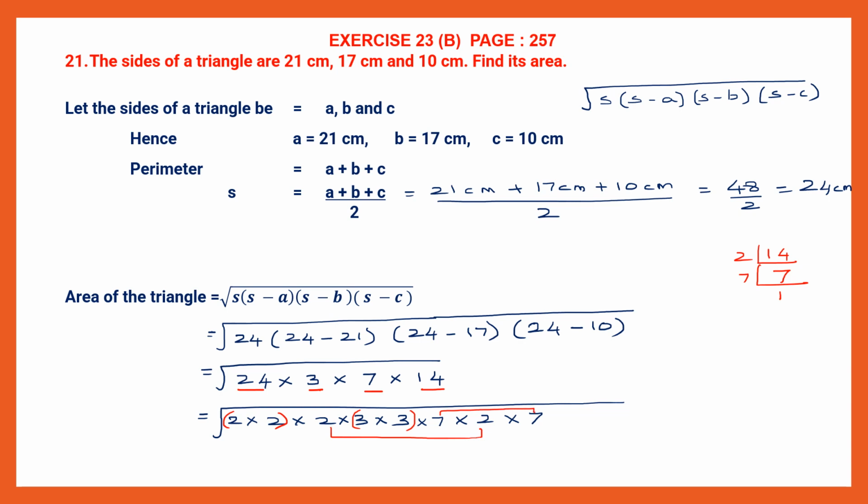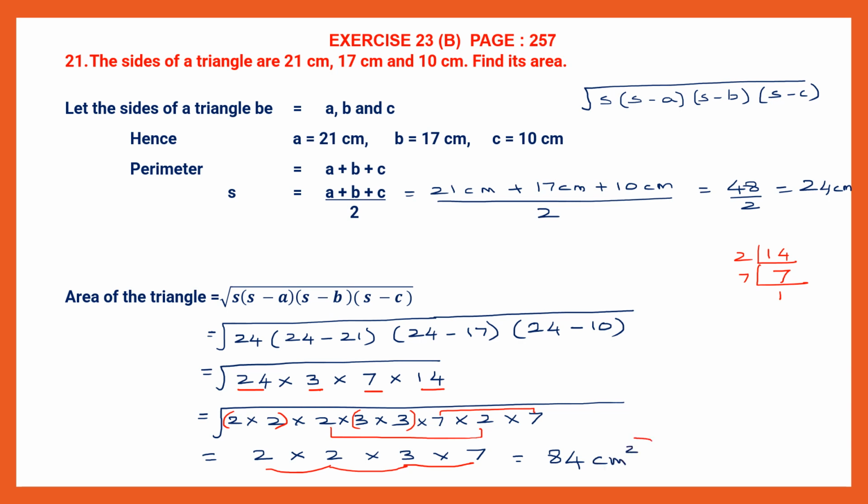Now from each pair take out 1. So here I can take out 2. Then from this other pair of 2 I can take out 2. From 3 I can take out 1 3, and from 7 I can take out 1 7. Now let's multiply these. 2 2s are 4. 4 3s are 12, and 12 into 7, that is 84. So we have found the area of the triangle, and that is 84 centimeter square.